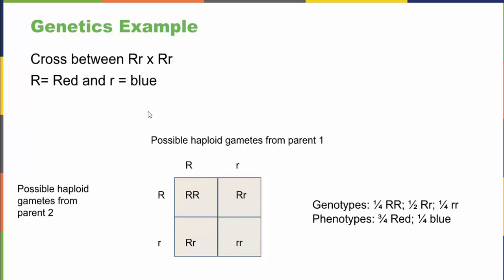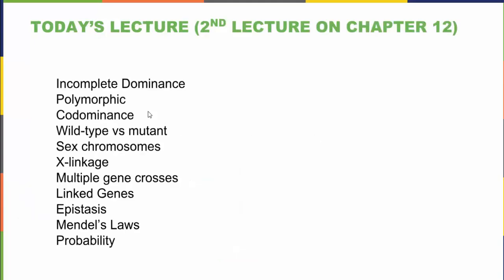Okay, so today's lecture is going to finish up chapter 12. We're going to talk about some other types of dominance. Everything we've learned so far is classical dominance. These other ones are sort of specialty dominance that we're going to talk about. So when in doubt, assume classical dominance, which is what we've already talked about. These are just sort of specialty scenarios that we're going to talk about today.